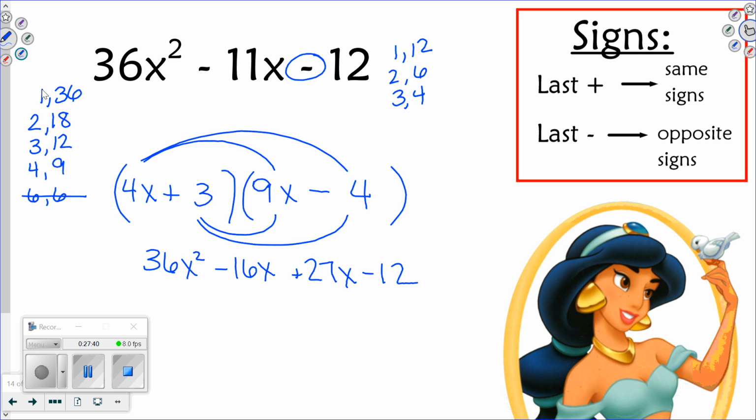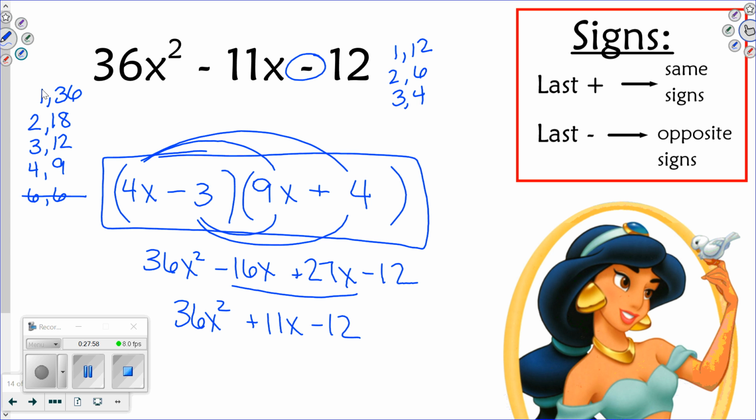Okay, so that's going to give me 36x squared plus 11x minus 12. Okay, numbers right, signs wrong. Switch your signs. That's the problem. And then it works. So a problem like this could have been an absolute nightmare, because there's so many choices. But being able to recognize, wait, there's a GCF in there, that can't work, allows you to not have to do all the extra work to check those.